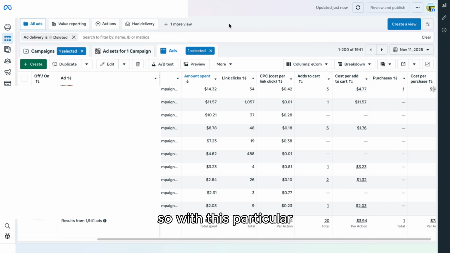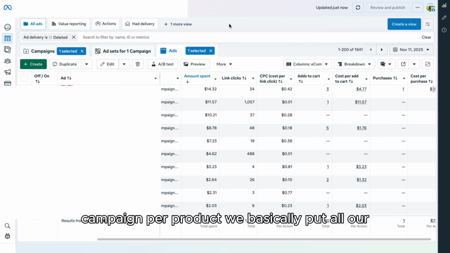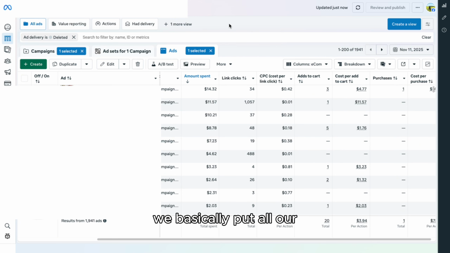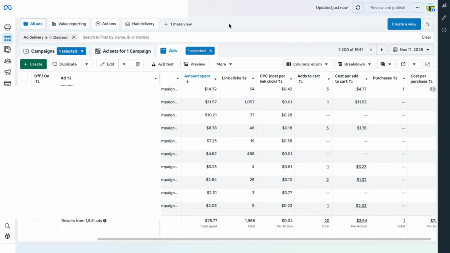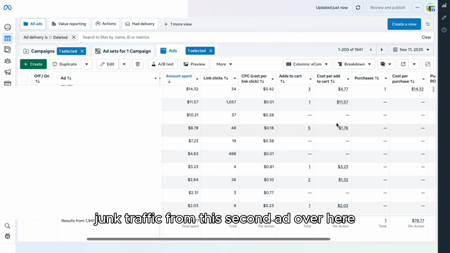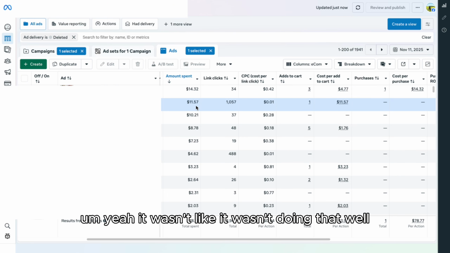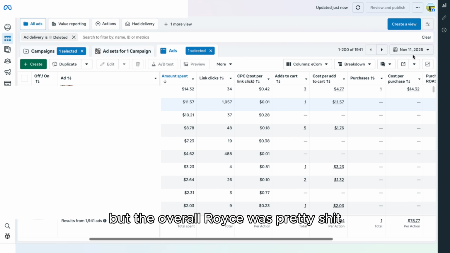With this particular campaign setup, instead of having one campaign per product, we basically put all our ads into one campaign and just let Facebook pick which advertisement to spend on. So you can see on the first day, I was getting a lot of junk traffic from this second ad over here. It wasn't doing that well. The first ad got 1 sale, but the overall ROAS was pretty bad.